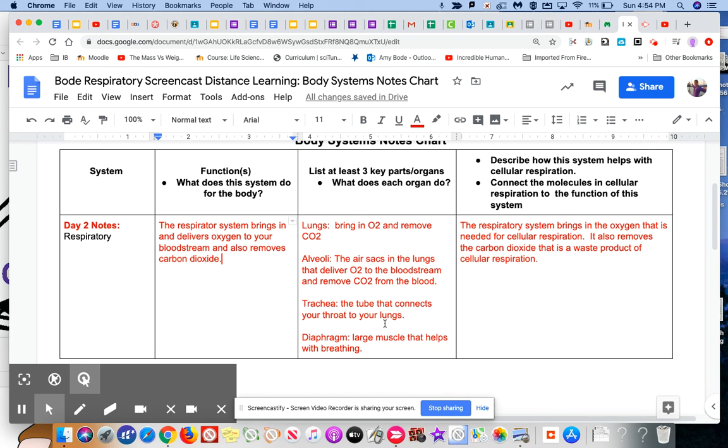The trachea is a tube that connects your throat to your lungs, and the diaphragm is a large muscle that helps with breathing. For describing how this system helps with cellular respiration, well, the respiratory system brings in the oxygen that's needed for cellular respiration. It also removes the carbon dioxide that's a waste product of cellular respiration. So your notes don't need to look exactly like these, but you should at least have the main ideas written down.